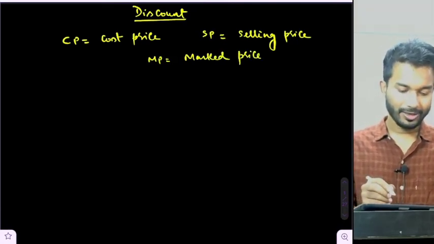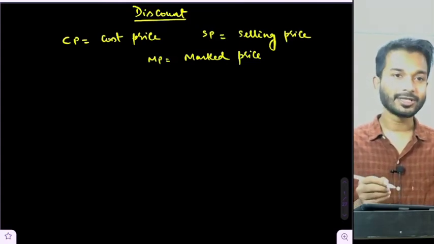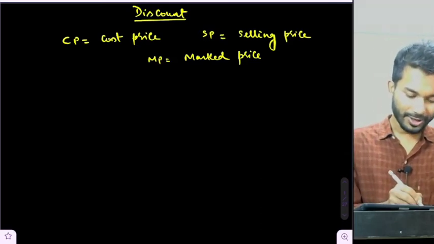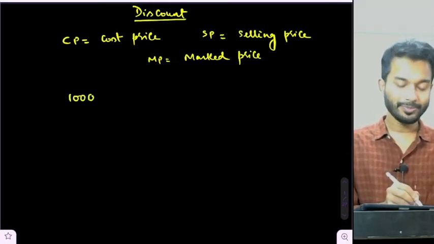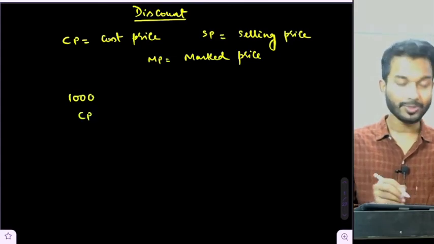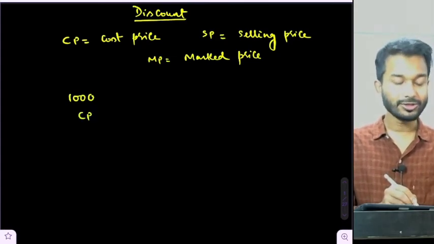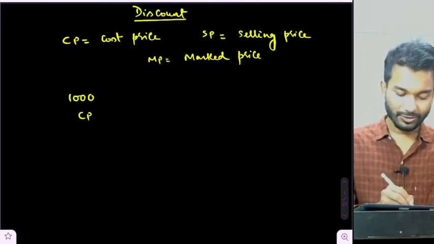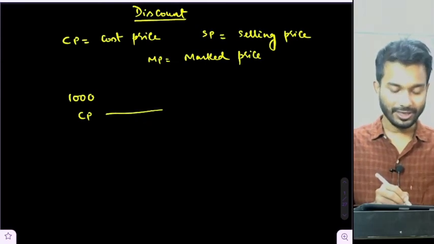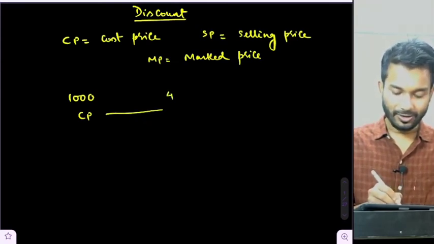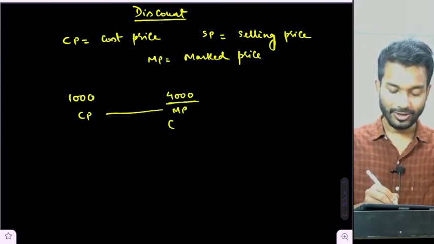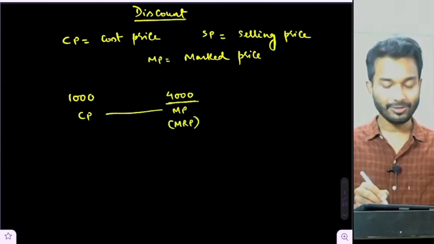I'll explain you. Suppose I am a shopkeeper and I purchase an article. I went to Delhi, the wholesaler, and I purchased an article for ₹1000. So whatever price I have purchased, that will be our what? Cost price. Now if I purchase it for 1000 and sell it also for 1000, there is no profit. So what I did, I put a sticker on it and I made the sticker of worth ₹4000. This 4000, whichever sticker I have put, is known as mark price. It is also our what? The MRP.